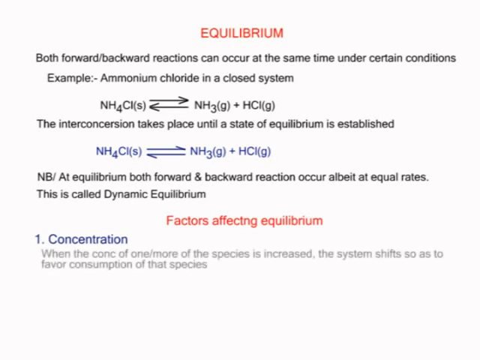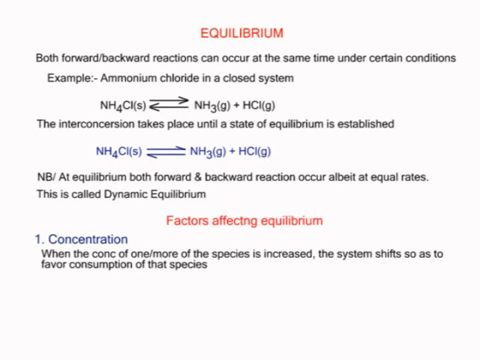When the concentration of one or more of the species is increased, the system shifts so as to favor the consumption of that species. For instance, in this system of ammonium chloride decomposing into ammonia and hydrogen chloride, if we inject more ammonia into the system, it will respond by producing more ammonium chloride and thus consuming the ammonia that we have added. The backward reaction is therefore favored. The same will happen if we increase the concentration or the amount of hydrogen chloride. So we say equilibrium shifts to the left.